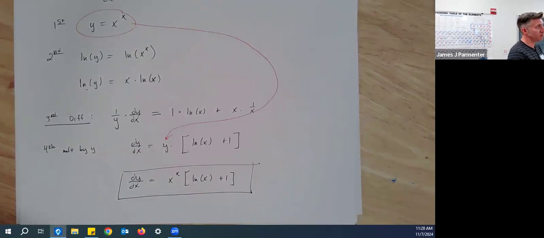So whenever you see something where your base and your exponent are both functions of x, this is when you want to do this process. Let's look at another example.